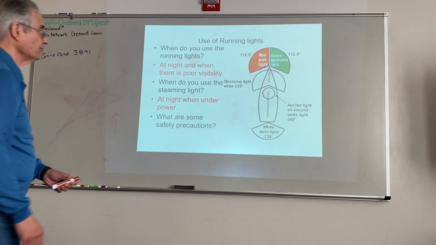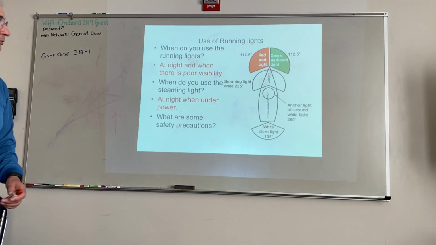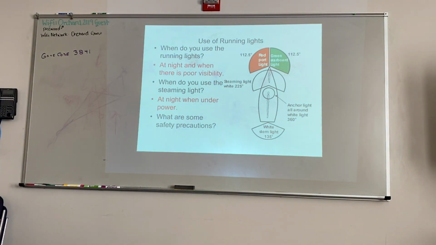There's a separate switch for the steaming light, and another switch for the anchor light, which is at the very top of the mast. The steaming light is for night when under power, and also poor visibility. If you're sailing in poor visibility, no, but if you're motoring, and most of the time in poor visibility you're going to be motoring because you've got to be careful, the steaming light should be on.